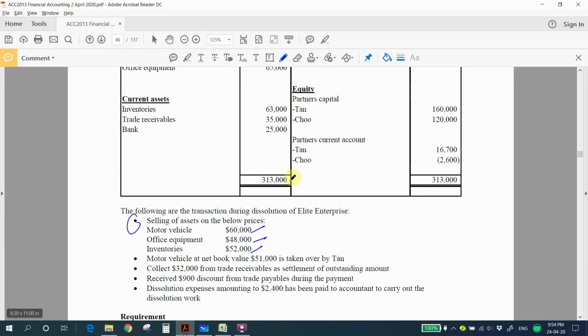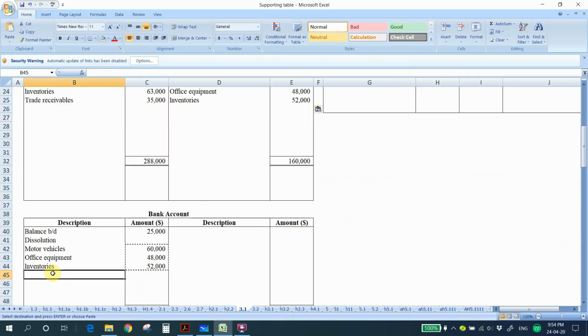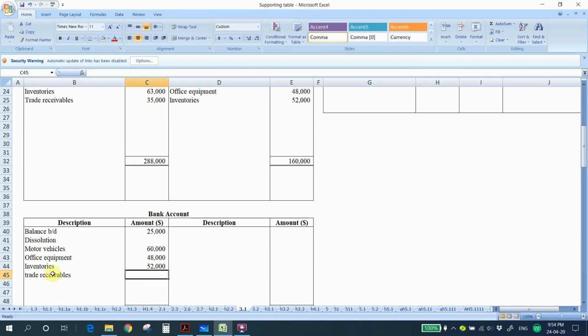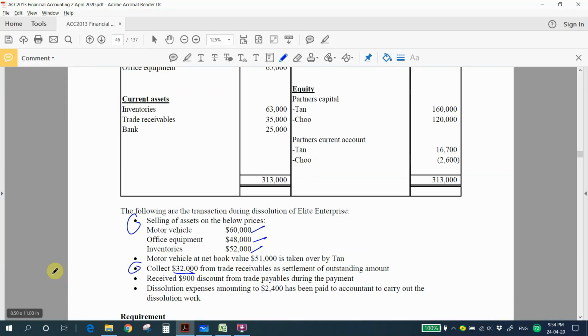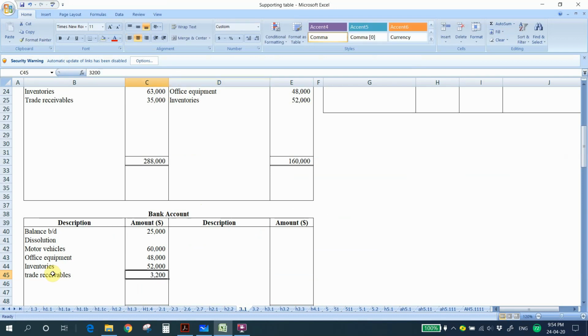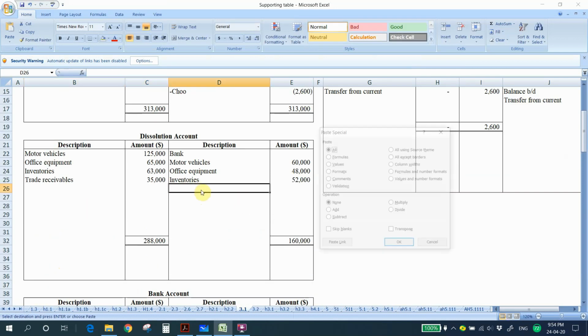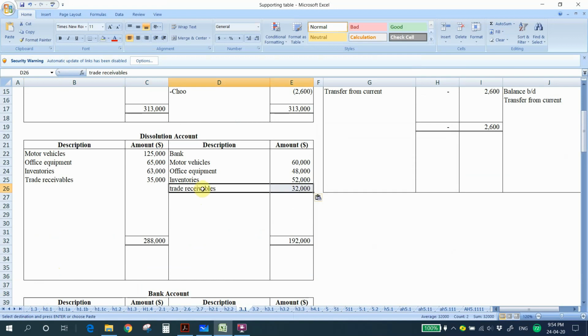Next, let's look at the information. For the trade receivables, we collect 32,000. So we indicate trade receivables here, $32,000, and we credit to the dissolution account.